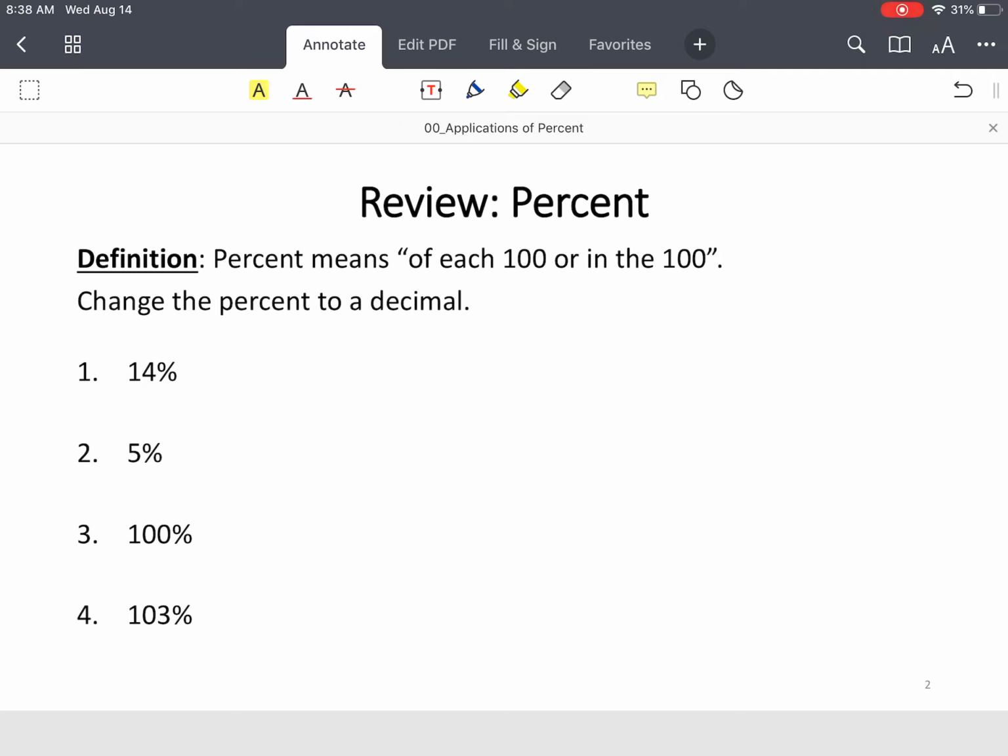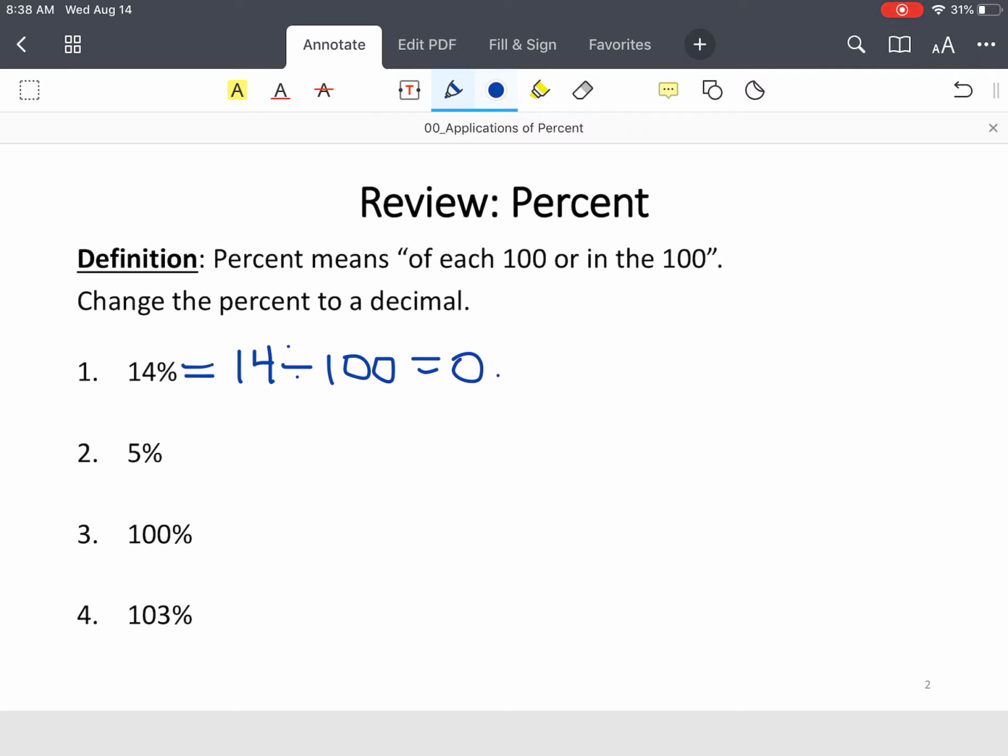So like these first couple examples, we want to convert 14% to a decimal. So all we do is take 14, you drop that percent sign, you divide by 100, okay? All right, that's 0.14. Now you can also move the decimal place 2 spaces to the left. That's the same exact thing.